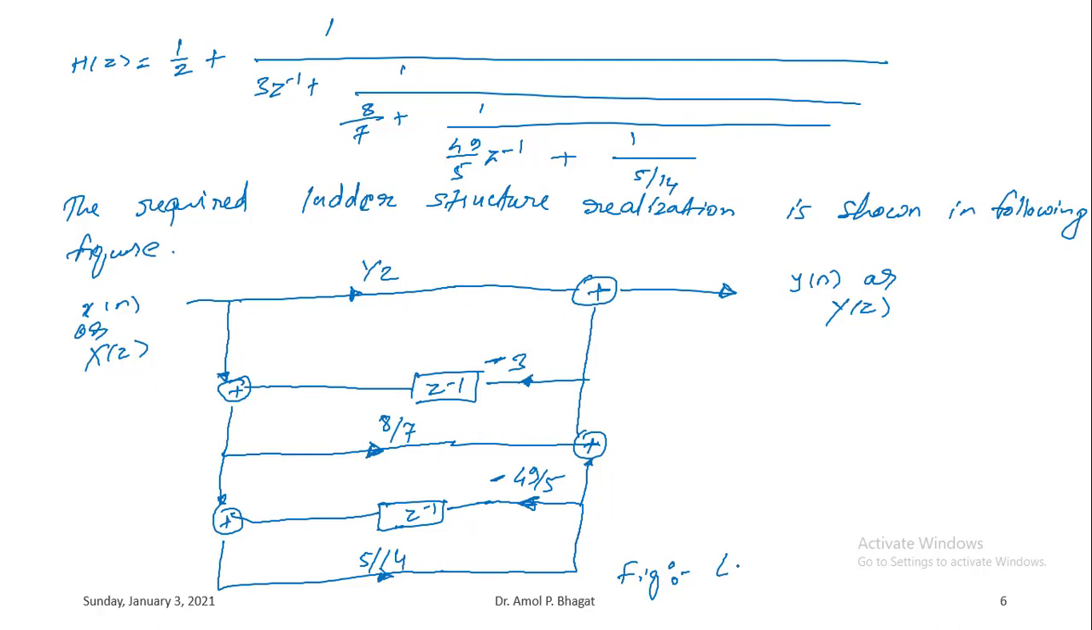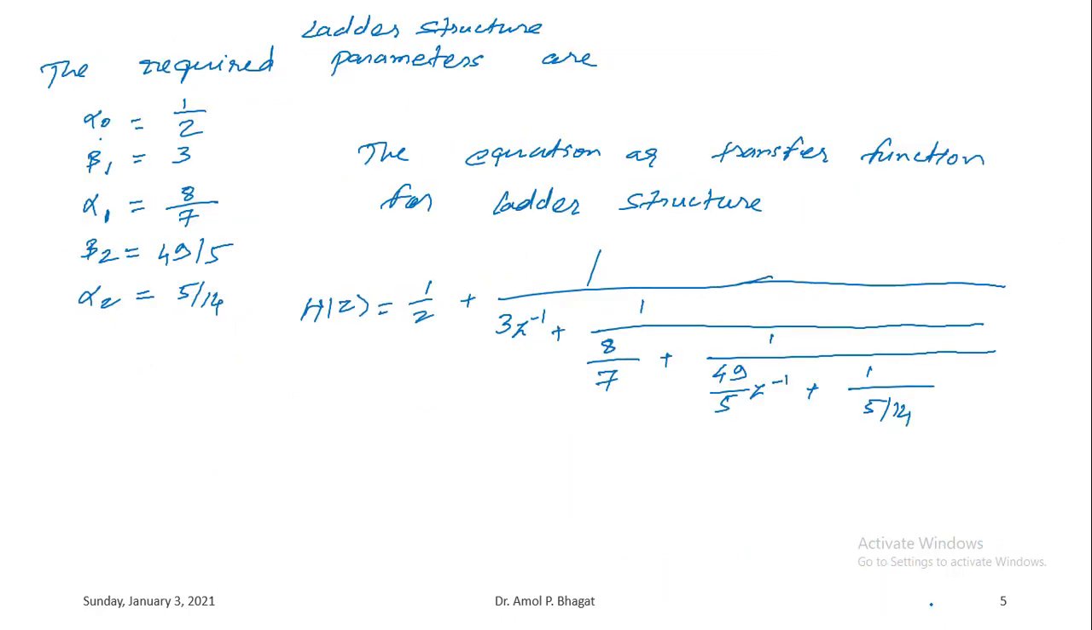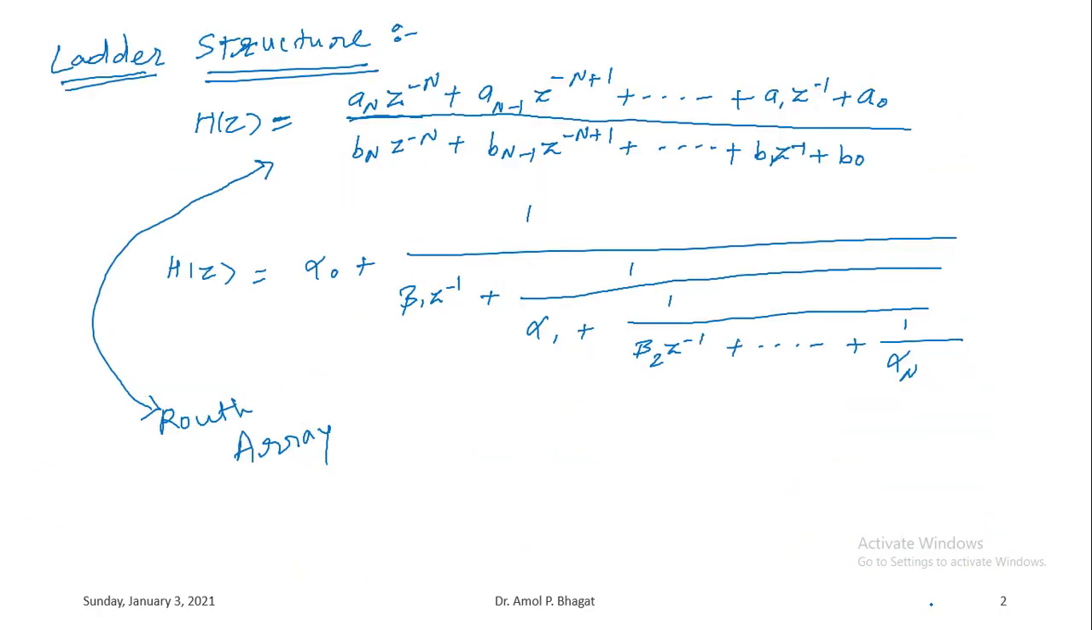Okay, so what it indicates? Required ladder structure realization. Here what we have seen is, whatever equation or transfer function you will be provided with, you will be obtaining a Routh array from it, and from the Routh array you can determine these ladder structure coefficients or parameters. So these are the parameters required for ladder structure realization, that is alpha 0, beta 1, alpha 1, beta 2, and so on up to alpha n.